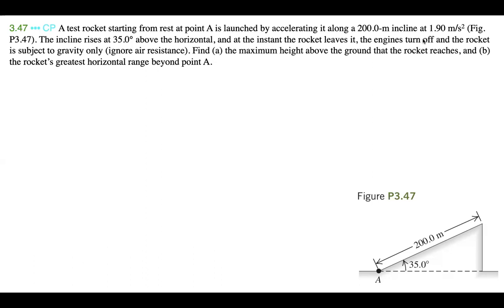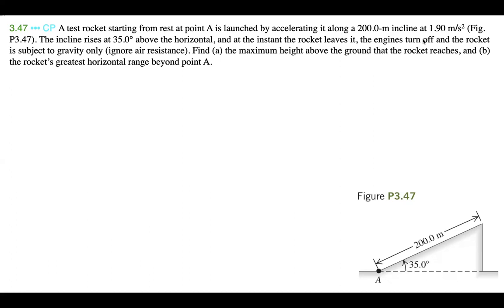So a test rocket starting from rest at point A is launched by accelerating it along a 200-meter incline at 1.90 meters per second squared. Figure P3.47, which we have in the bottom right corner. The incline rises at 35 degrees above the horizontal, and at the instant the rocket leaves, the engine turns off, and the rocket is subject to gravity only, ignore air resistance. Find A, the maximum height above the ground that the rocket reaches, and B, the rocket's greatest horizontal range beyond point A.